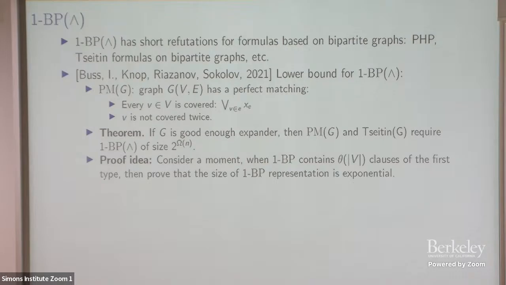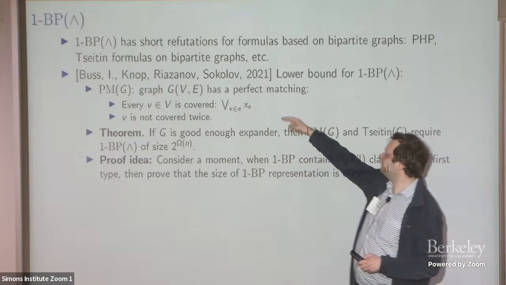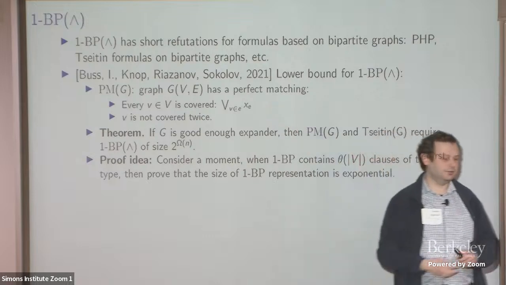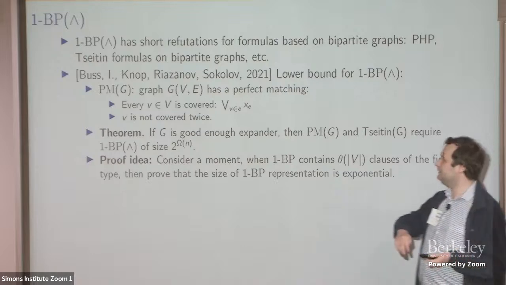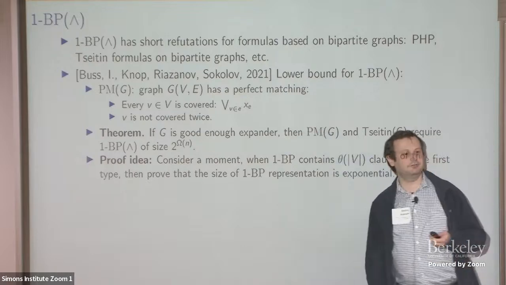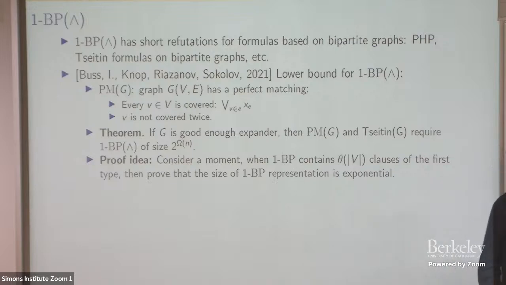The proof idea is the following. For perfect matching, we consider only clauses of this size, the main clauses, and we can find the first moment when we download quite many of such clauses, and it is not important for us how many such clauses we have. It is possible to show that all such functions have large read-once branching program representation.